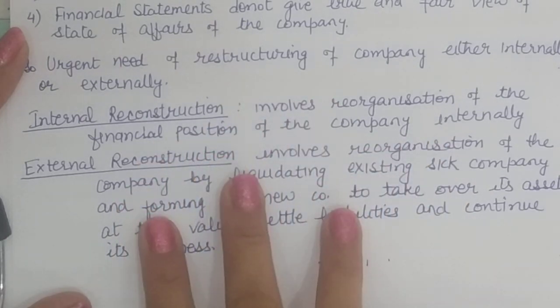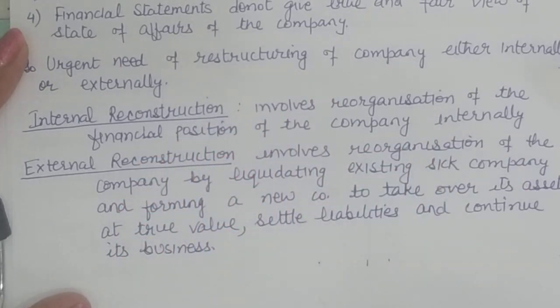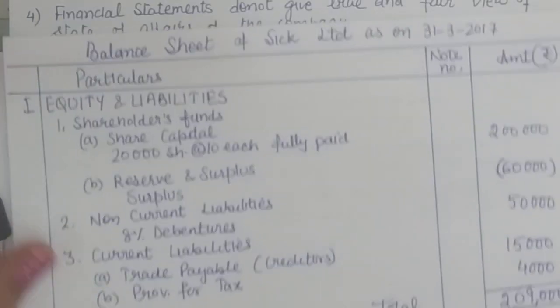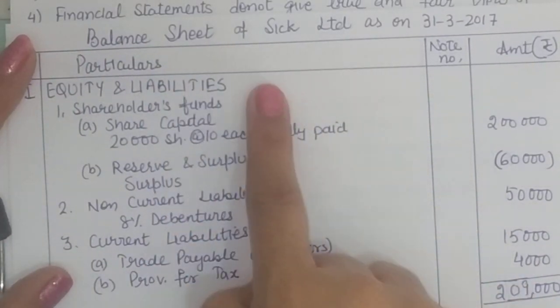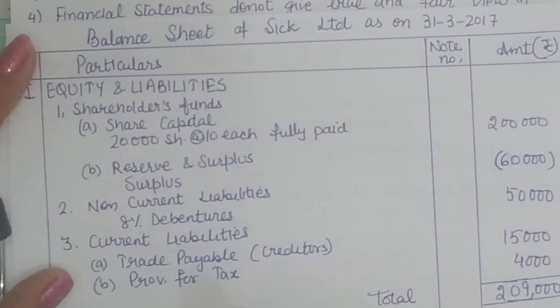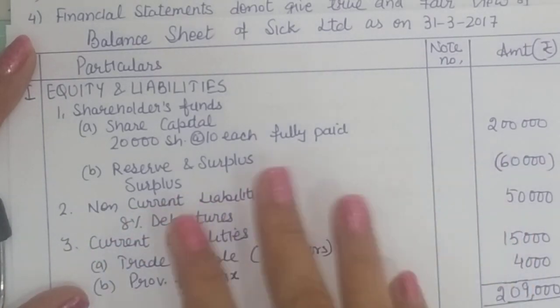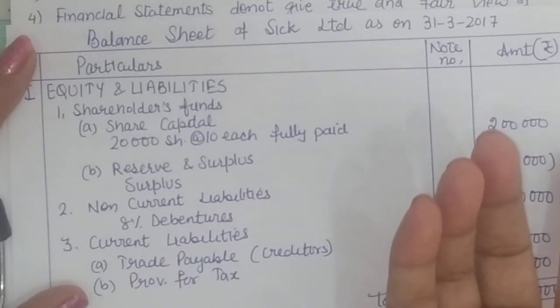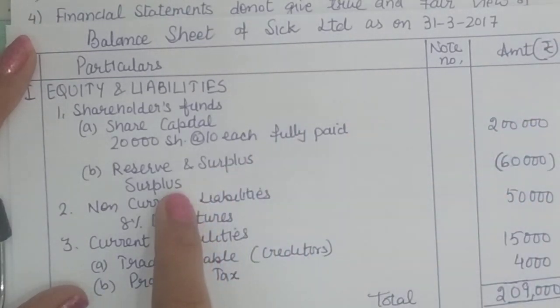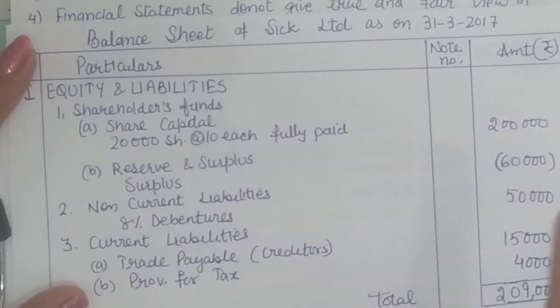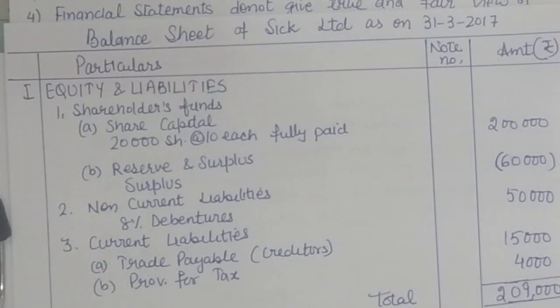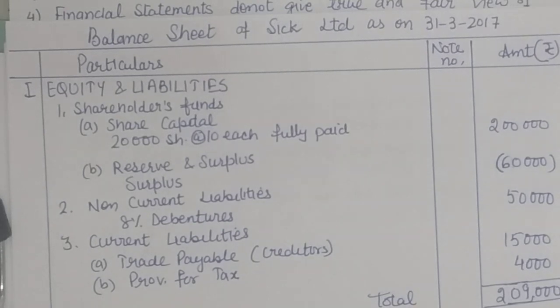So in external reconstruction, what is happening is that the present company, which is a sick company, goes into liquidation. So it sells all its assets and liabilities to the newly formed company, which is formed to acquire this company. So there is a new company which is being formed, which will take over this company, including its assets and liabilities at their true claims, and it will continue their business. So this is done externally.